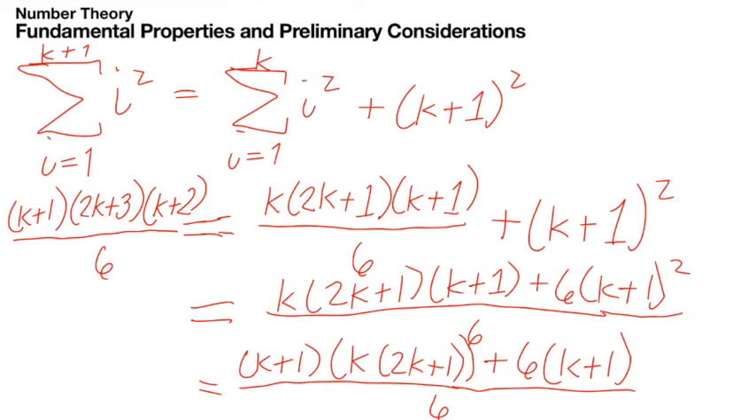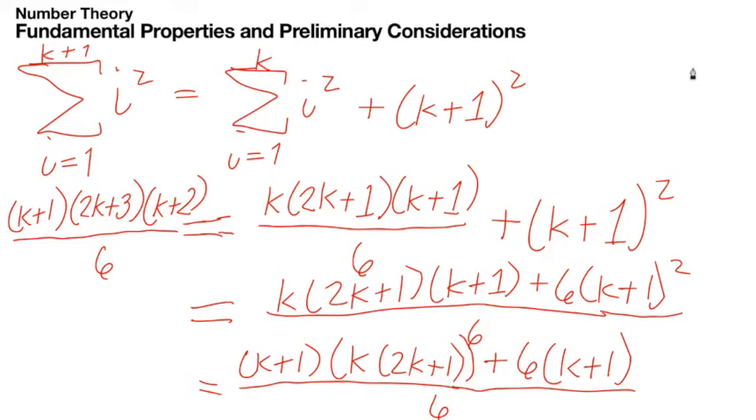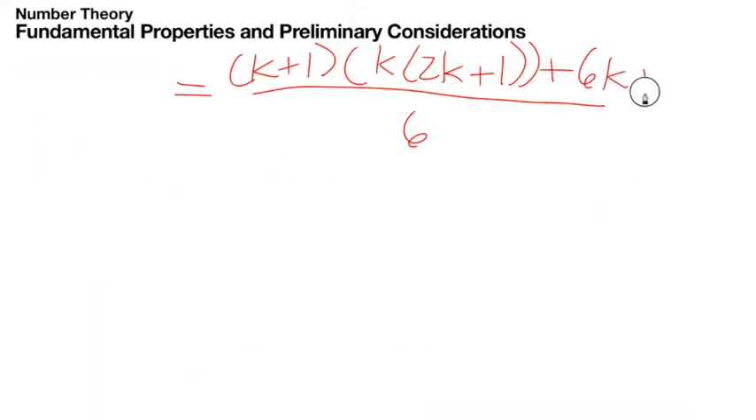Okay, so we have k plus 1 in this part. And then copy that: k times the quantity of 2k plus 1, k times the quantity of 2k plus 1, plus another quantity, I believe, that will be 6k plus 6. And then simplify this bit.